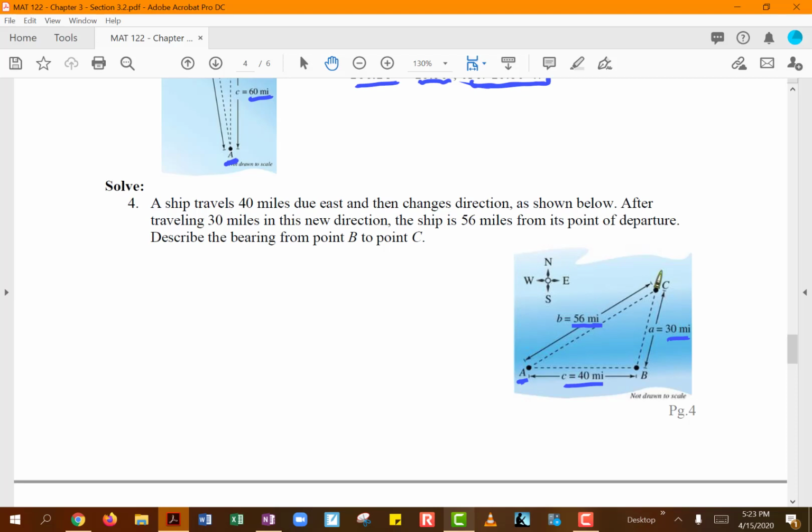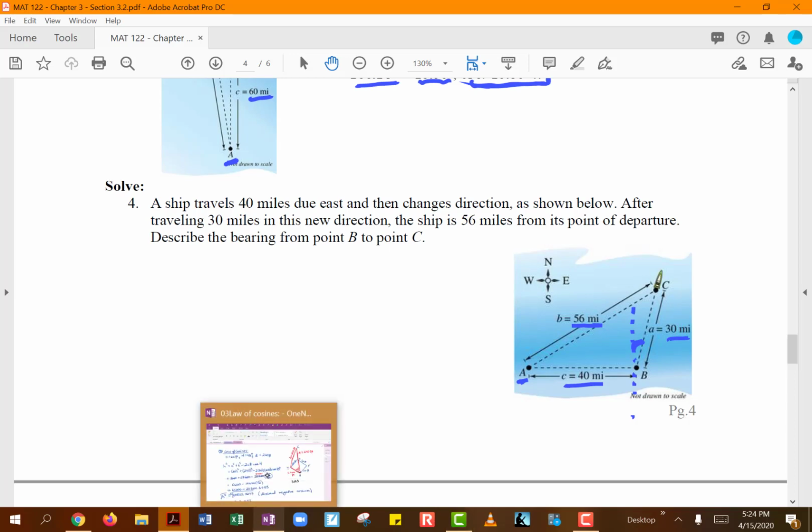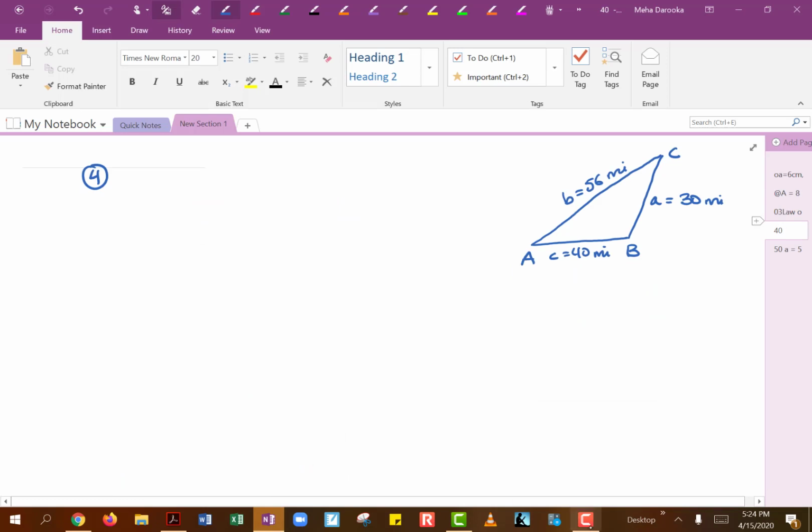When we're talking about bearing, again, we need to draw our little vertical line. We're talking about this little angle here from the vertical to point C. So let's go ahead and take a look at this example over here. Let me do my little line for our bearing. This will be our north-south line, and then this is the angle we are asked to find. So let's take a look at what we can do.